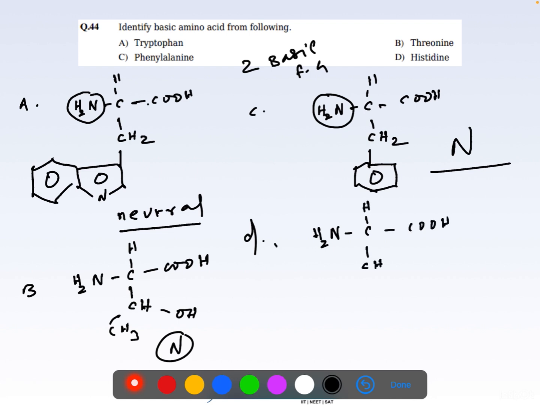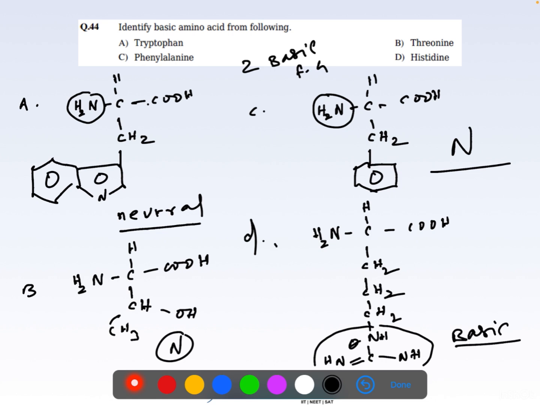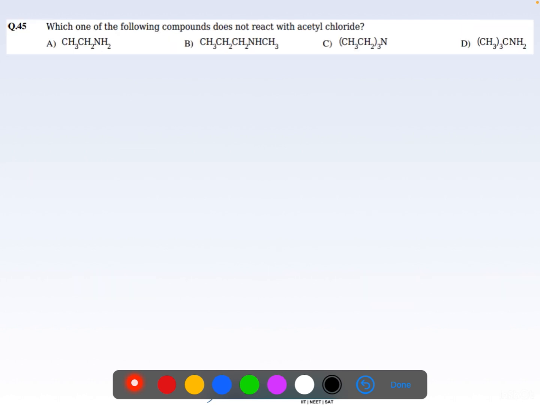So CH2 thrice. So here you get CH2 CH2. This is connected to nitrogen, which is again connected to carbon having NH group and NH2 group. So this is a basic functional group. This is called guanidine group. So due to presence of 2 basic functional groups, this amino acid will be basic. So correct option is D.